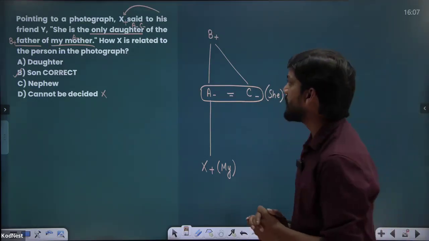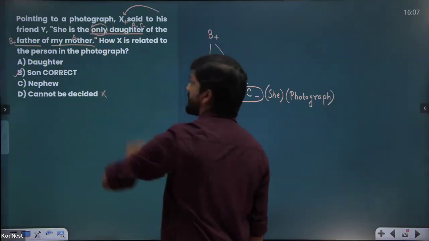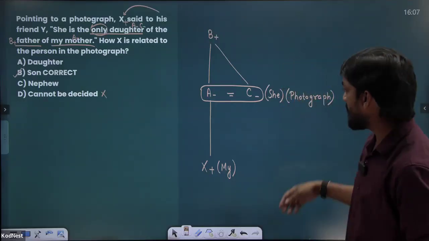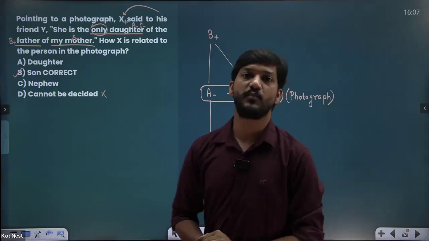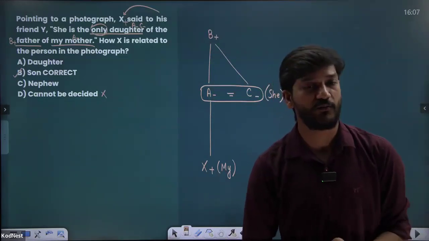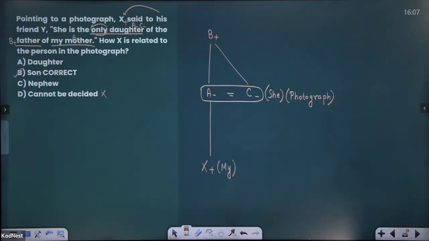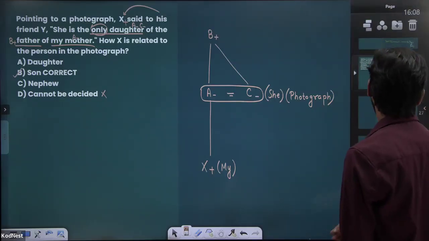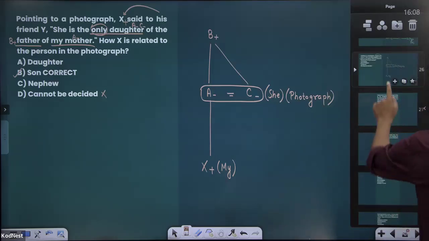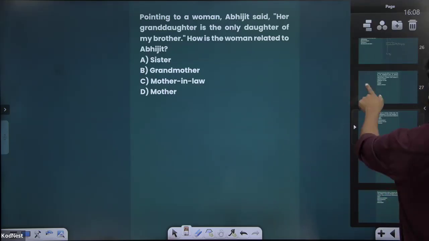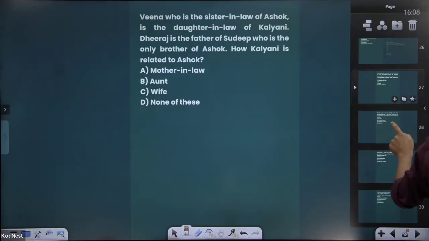So this way, sometimes this word only is going to be very important. Please be very careful with this word only. Sometimes it will be important, sometimes not that much, but if it is mentioned in the question, always be a little careful. Understood, all of you? So we just have to draw the diagram one by one and find the missing relations. You can try these questions. We'll take this question in the next session.